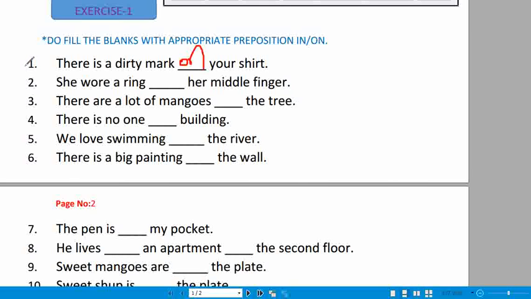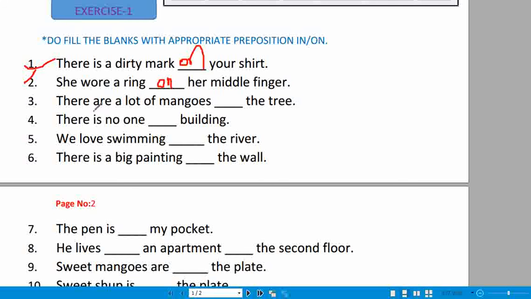And question number 2. She wore a ring dash her middle finger. Here also the answer will be on, because of touching the surface of something, not enclosed. Wearing a ring on a finger does not enclose the finger, so it is on the finger, touching the surface of the finger.